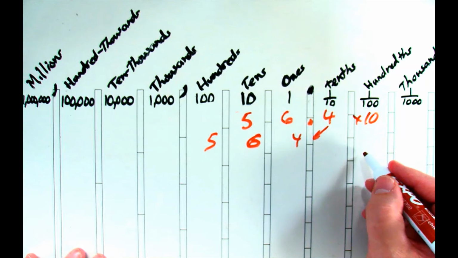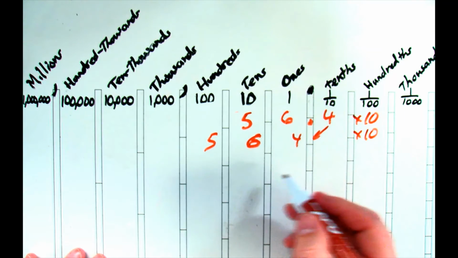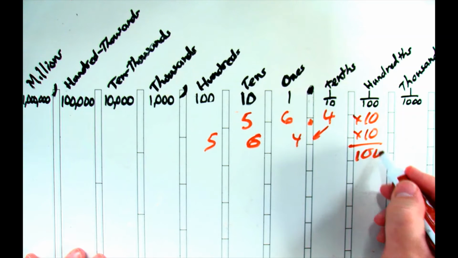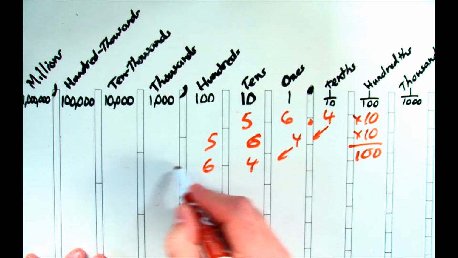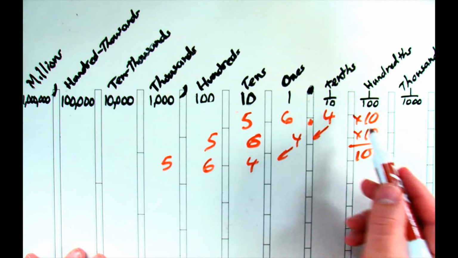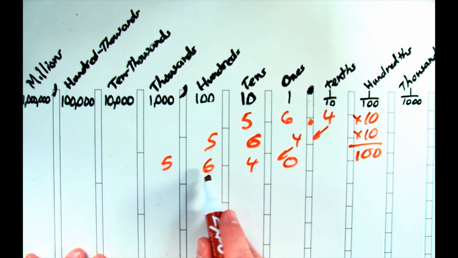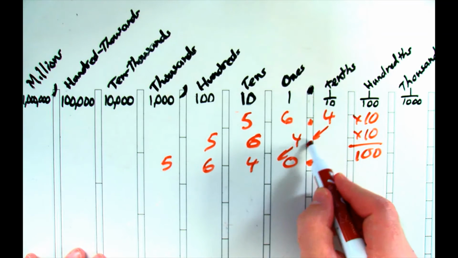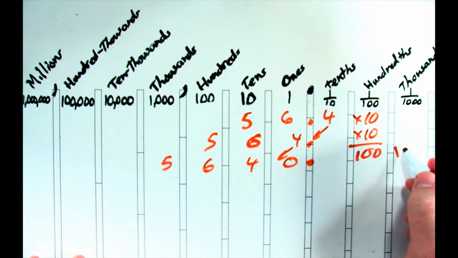So if I did the same number times 10 again, which is the same thing as times 100, I would move the decimal over one more time. So this would be 5, 6, 4, 0. So 56 and 4/10 times 100 is equal to 5,640. And again, there's a decimal point right there. So now, if I'm going to do this multiple times, then it would be the same thing as 10 squared.